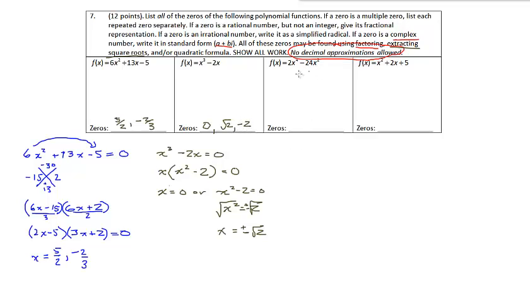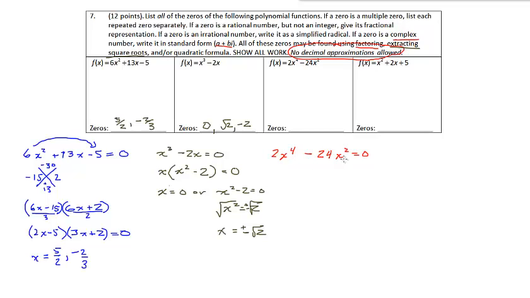Okay, now we have a 4th degree polynomial. Now, in this case, 2x to the 4th minus 24x squared is equal to 0.